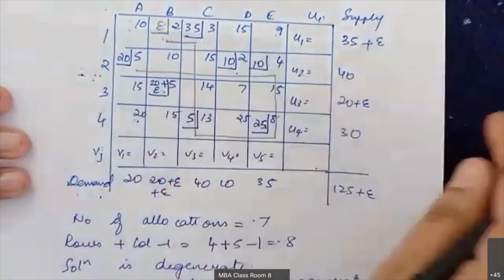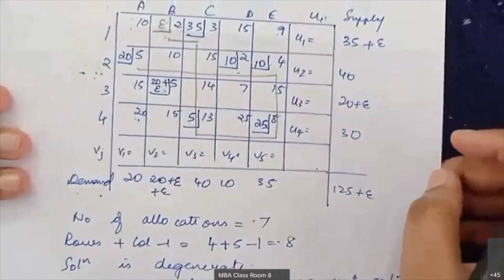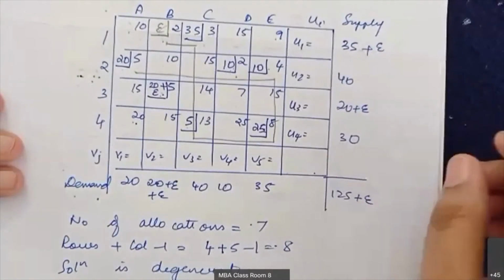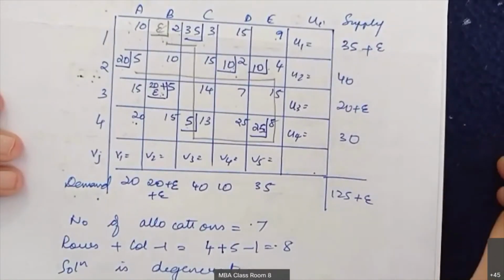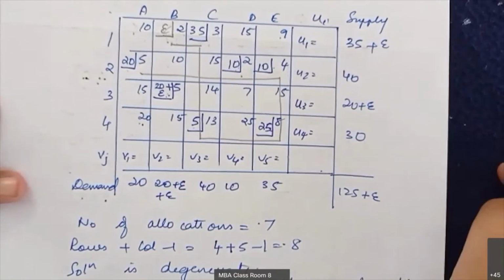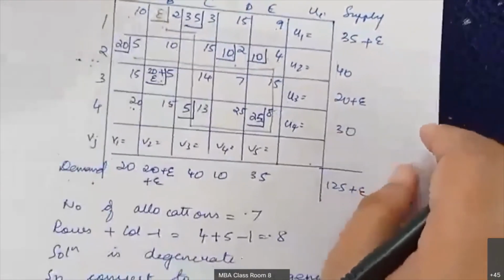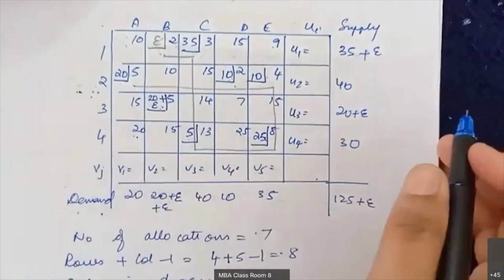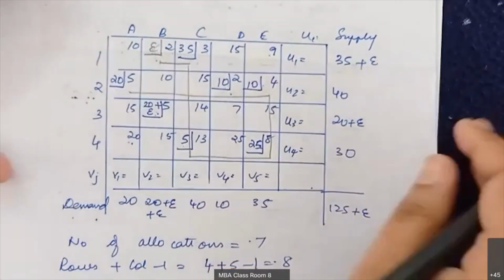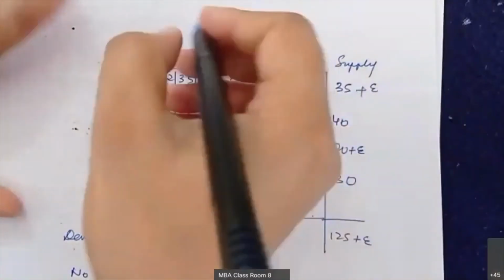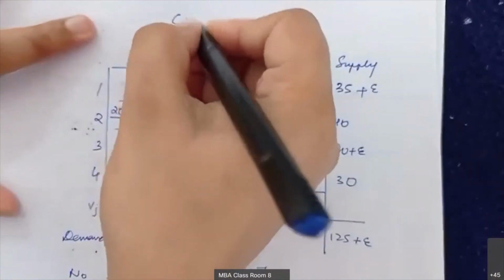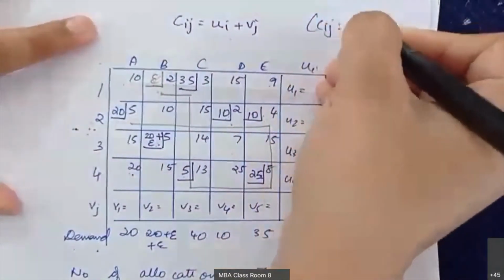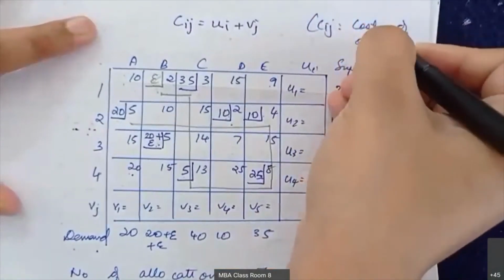After getting a non-degenerate solution, what should I do? I have to check for optimality. How do you check optimality? By taking the opportunity cost. In the opportunity cost, if all the values are greater than or equal to 0, then our solution is optimal. For checking the optimality, we need to get the values of Ui and Vj. How do you get the values? You have the formula. What is the formula that we have? Cij is equal to Ui plus Vj, where Cij is the cost of occupied cells.